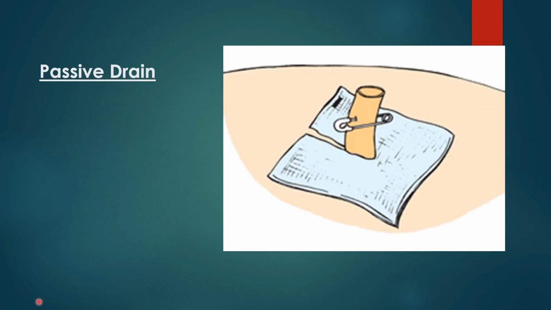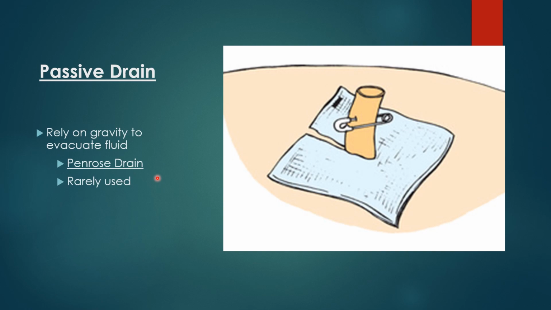The next type of drain we have is a passive drain. So these are typically called a Penrose drain, and they're not used very much anymore. They create an open passage from the internal body canal to the external canal, and these would be covered with a dressing. So these are used on wounds or areas that we are expecting very little drainage from. They do have a higher risk of infection as there is an open passageway from outside to inside the patient's body.